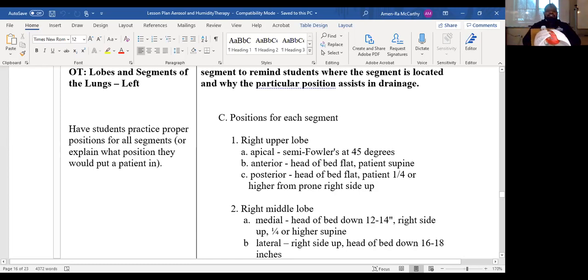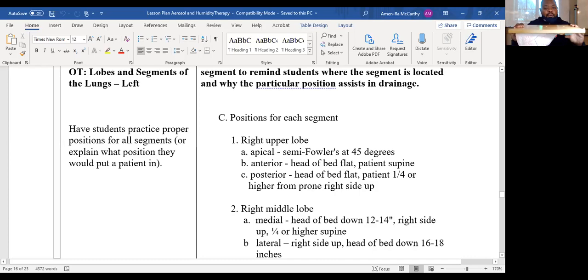Then you have the posterior segment of the right upper lobe. Posterior, that means what? The posterior segment will be toward the back. So you want the head of the bed flat, right? Now, the patient will be a quarter turn from prone. So the head of the bed is flat, but they are what? Prone. Because the posterior segment will be in the back of the lung, the back of the right upper lobe. So he needs to be on his stomach in order to drain it.